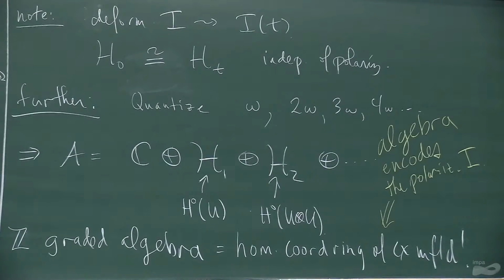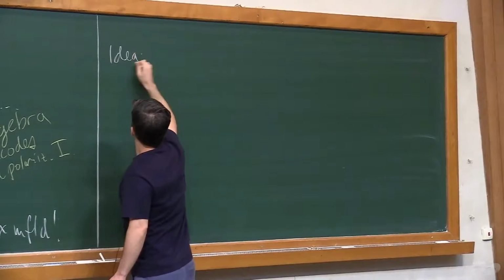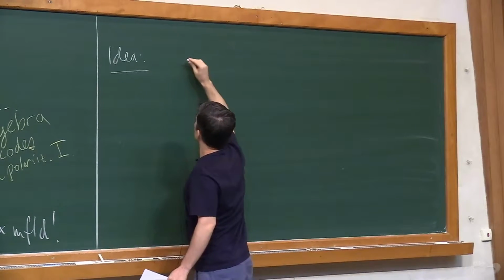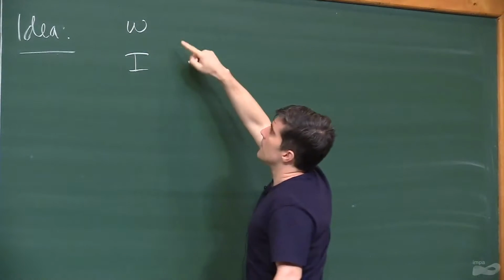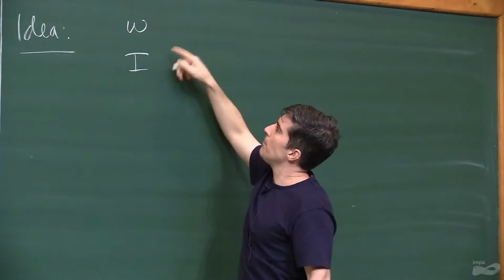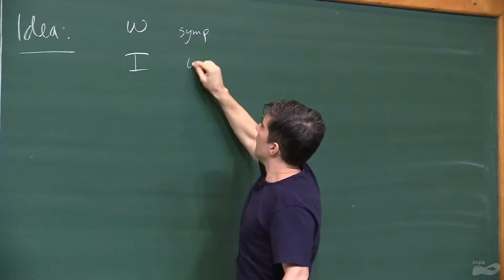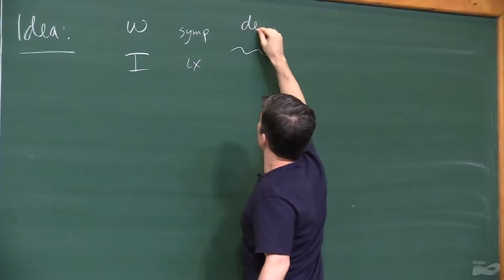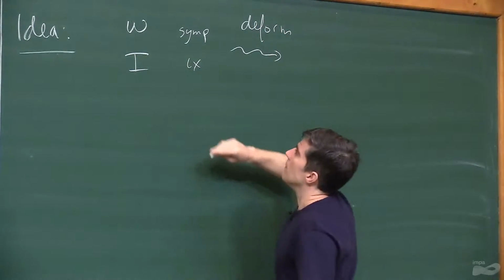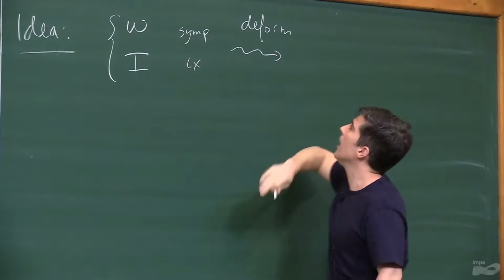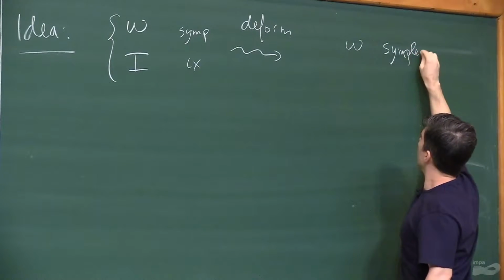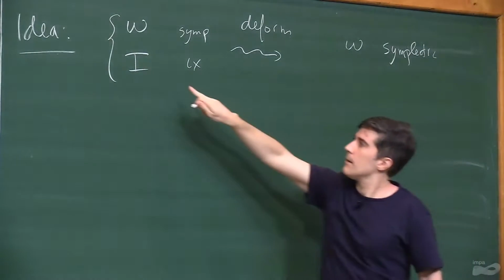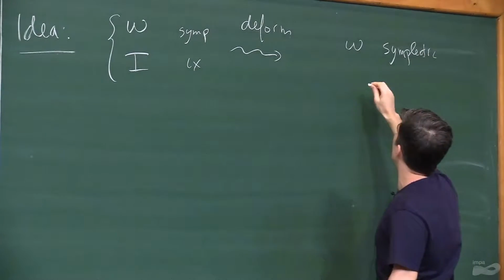Okay, and the main idea that I want to explain in this talk is that we can take this data of a symplectic structure and a complex structure, and we can deform. So this is a Kähler structure, and I can deform this so that it's still symplectic, but the complex structure is deformed as a generalized complex structure.